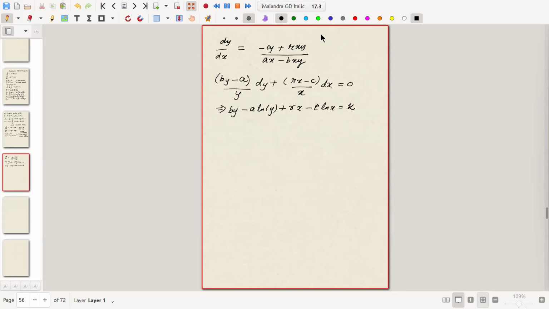Can you separate y totally from x? Can you write y equals something? Observe that y is there linearly, and then there is a log y term. So it is pretty tricky to make them separate. Analysis can only take you till here. After this, you are stuck. So how will you solve it?